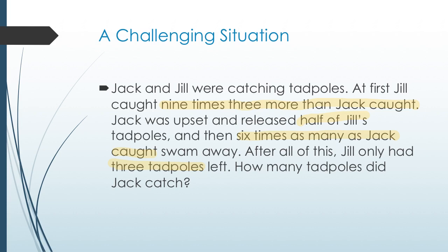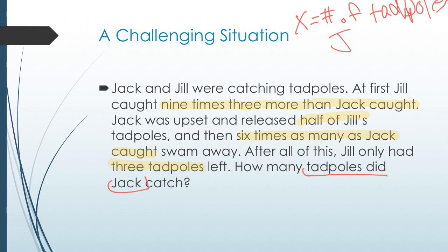So let's go back to our 3 steps. Our first step is we need to define our variable. Our variable is going to be the tadpoles that Jack caught. So x equals the number of tadpoles Jack caught. Does that make sense? So we need to write an equation.